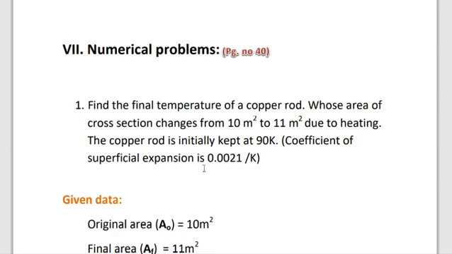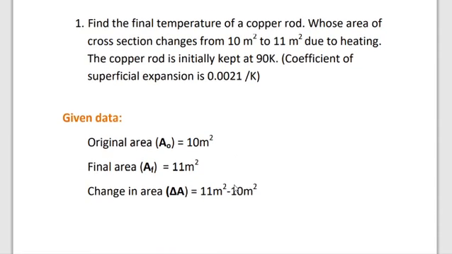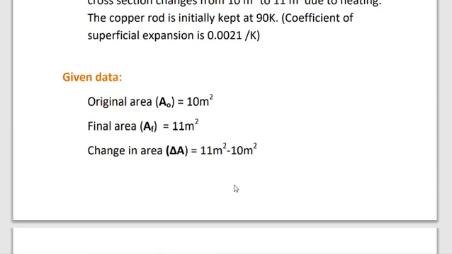Coefficient of superficial expansion is 0.0021 per Kelvin. So in this sum, the original or initial area of the copper rod is 10 meters square. Due to heating, the area of cross section changes to 11 meters square. So we calculate the change in area. Change in area means final area minus original area. Here the final area is taken as AF, F indicates final, A means area. So final area AF. What about AO? It's the original area. Original area equals 10 meters square.